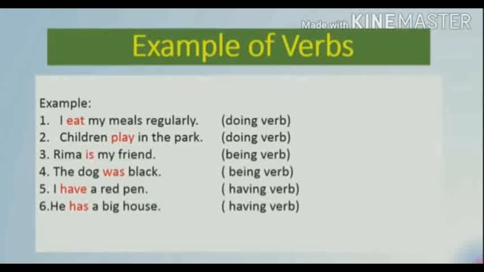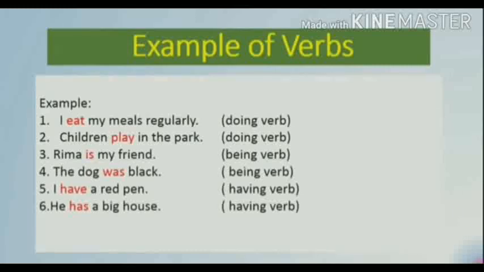Then Rima is my friend. What is Rima? What is the state of Rima? What is the existence of Rima? Rima is my friend. Here in this third statement, it is not talking about any action. It is just telling the truth about Rima. So it is a being verb. The dog was black. It is also a being verb.